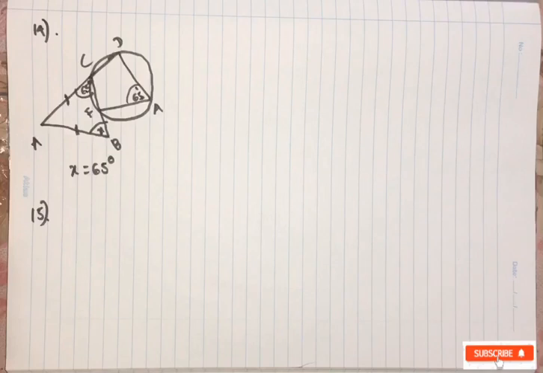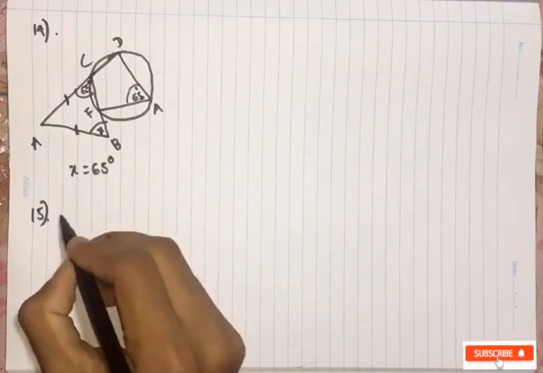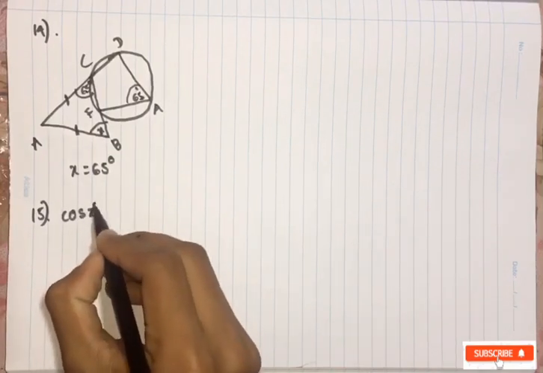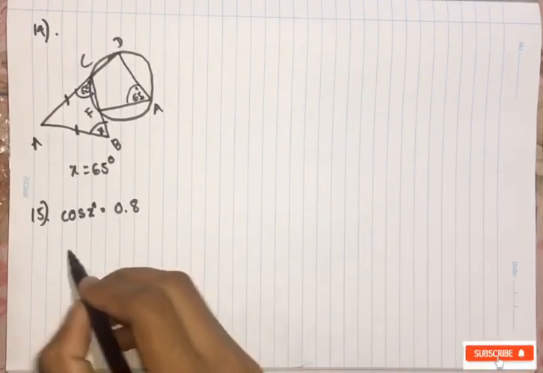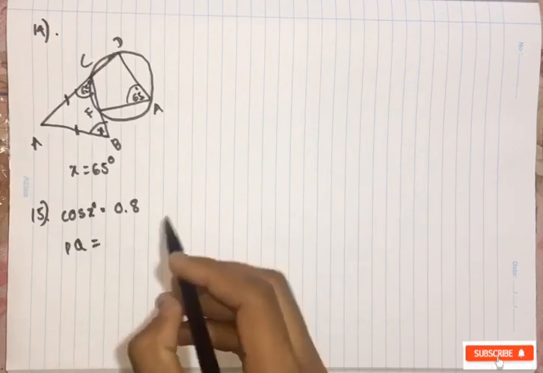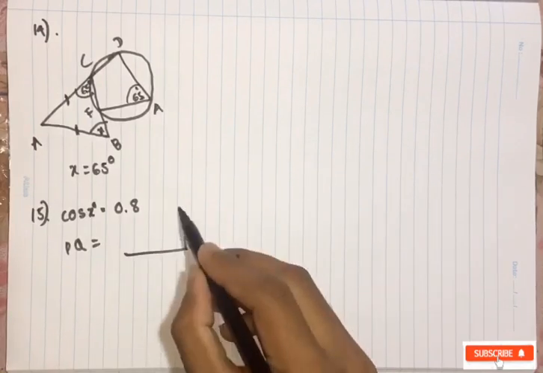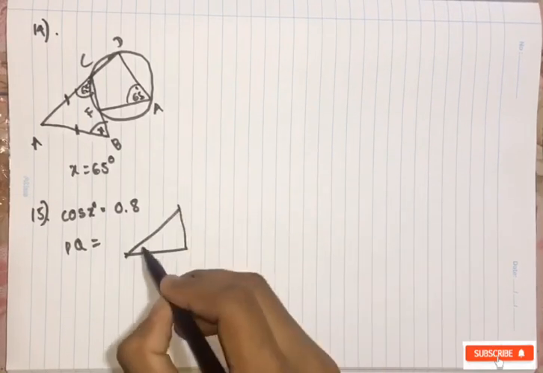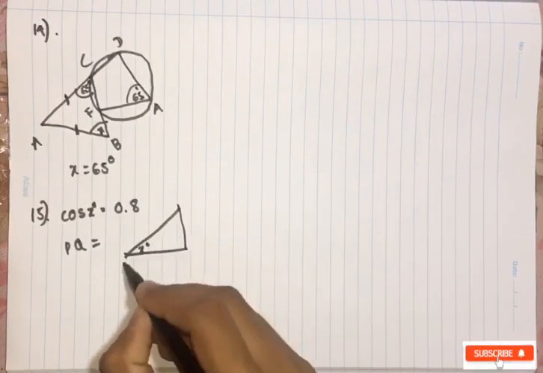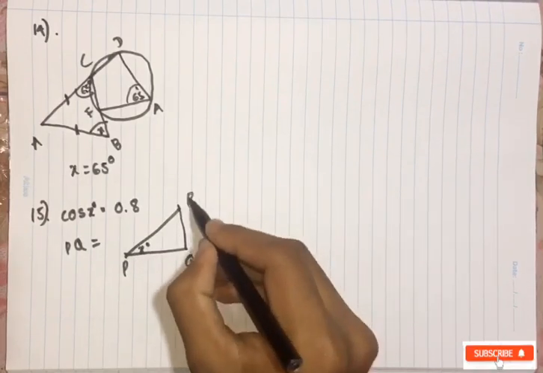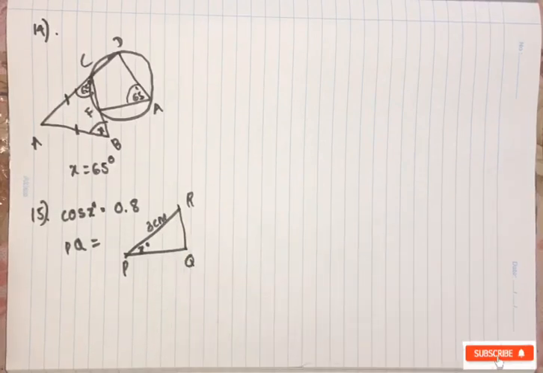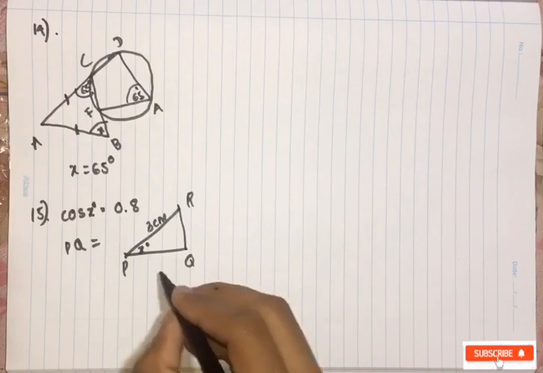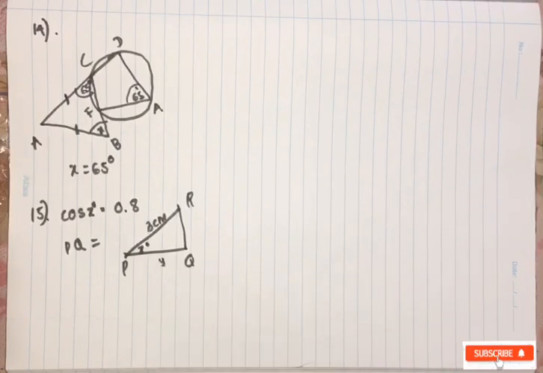15th, given that the value of cos x is given, cos x is equal to 0.8, you have to find the length of PQ. In the triangle given, this is x, PQR is here, this is 3 centimeters. You have to find PQ. How do you find it? Let us say that as PQ.